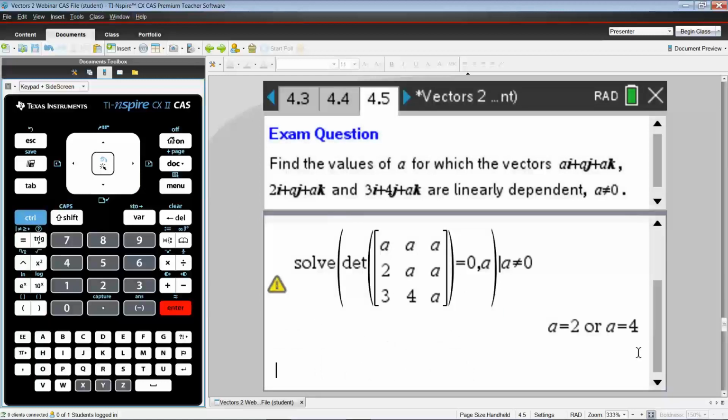So if a is equal to 2 or a is equal to 4, I will get a linearly dependent set of vectors. With a equals 2, it's really easy to see that it is dependent because the first vector will be 2i plus 2j plus 2k and the second vector will also be 2i plus 2j plus 2k. I can get the first vector by multiplying the second vector by 1 and the third vector by 0. And with 4, you can use your other definition with c equals ma plus nb.